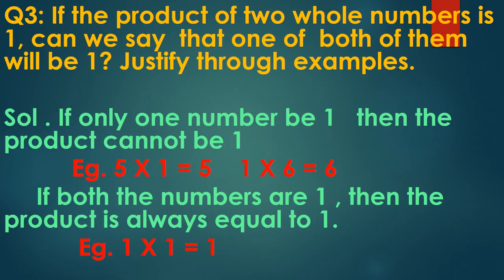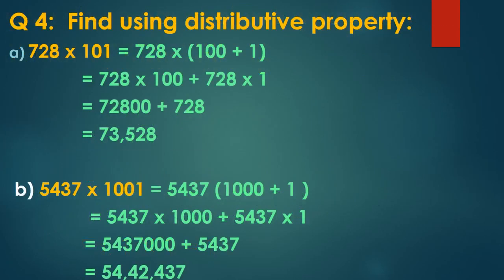See, 5 multiplied by 1 is 5 and 1 multiplied by 6 is 6. When one number is 1, we are not getting our product as 1. But if both the numbers are 1, then the product is always 1. Example, 1 multiplied by 1 is 1. Understood? Thank you.